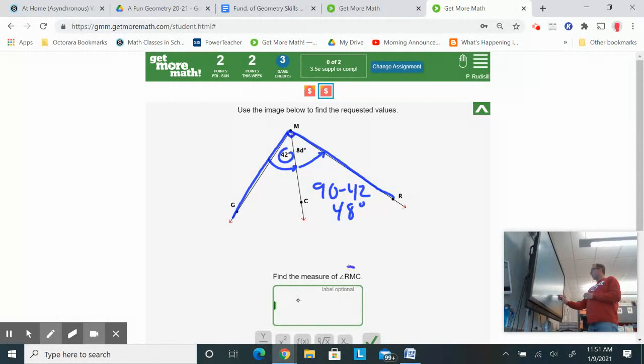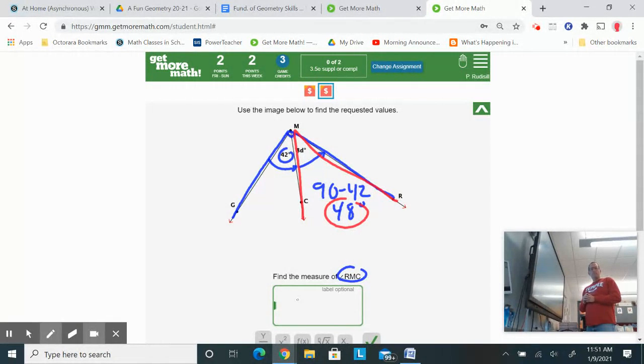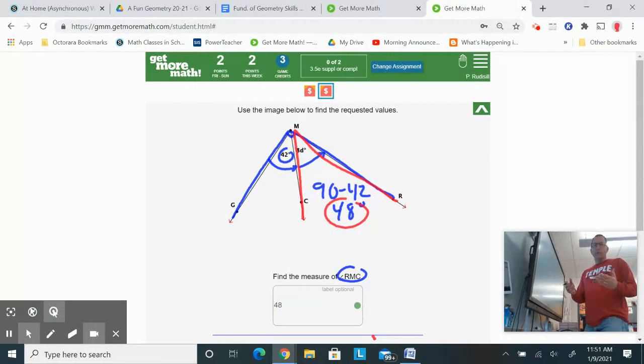And down here in my box, it says, what's the measurement angle RMC? And RMC just so happens to be R to M to C, that right there. So that's how you'd find that first answer. That'd be 48. Let's just make sure that's correct. Let me tap it here with my cursor. Okay, so I figured out how to tap it with this pen tool without making a mark. And notice it marked it green, so we got that correct.